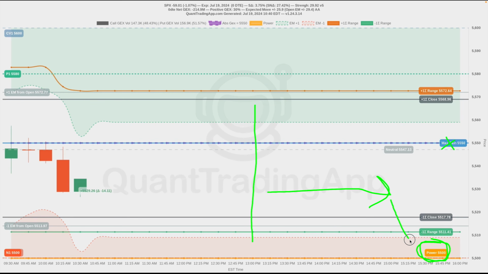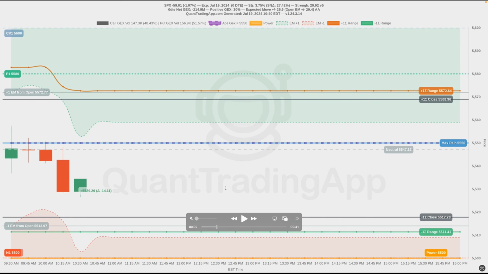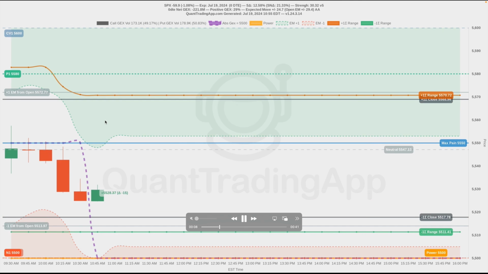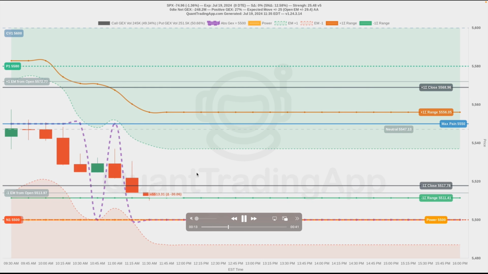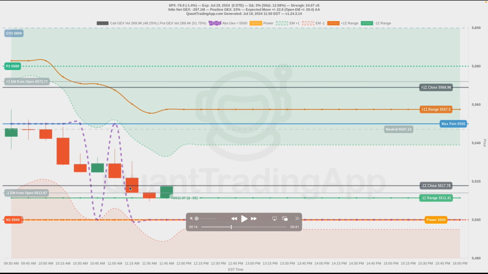So that's why I'm pausing here, just to point out that this level is changing. As we continue to play this out, we can also see the absolute gamma strike is moving throughout the day. So pause right here. Absolute gamma has dropped down from 550 to 500. Then it bounced back up to 550 before dropping back down to 500. Now the absolute gamma strike is also lining up with the power strike. So we have 550, we have 550.